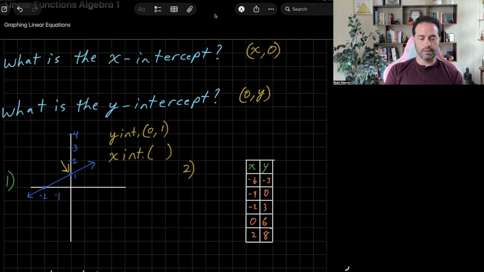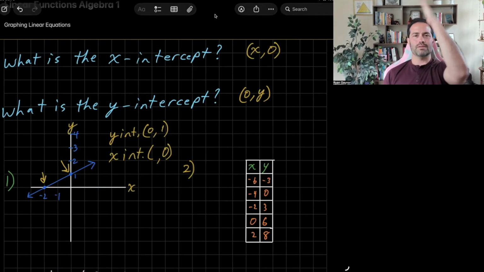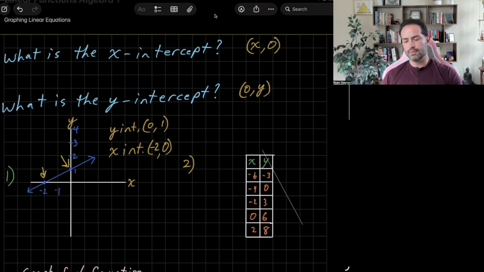And then the x-intercept, we know it's always going to be something, comma, 0. When you look at the graph, you can see that it's crossing at the -2 on the x-axis. We know this is the x-axis, this is the y-axis. X is horizontal, y is vertical. So -2.